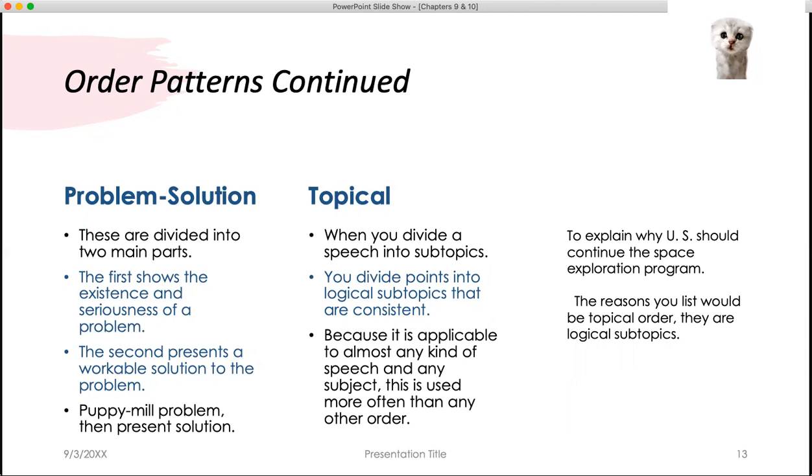As I mentioned again, we've already talked about topical order. That's when you basically divide a speech into just logical subtopics. You want it to be consistent and relevant to each other. Because it is pretty applicable to almost any kind of speech and any subject, this is used more often than any of the other orders. So an example would be to explain why the US should continue the space exploration program. So you basically just provide the logical reasons for that.